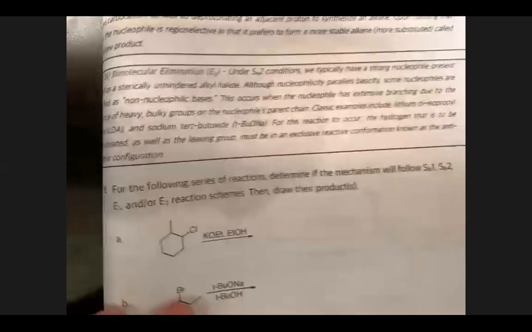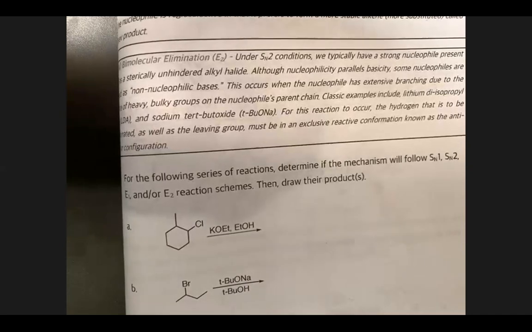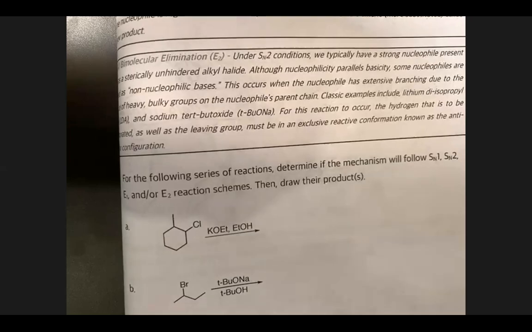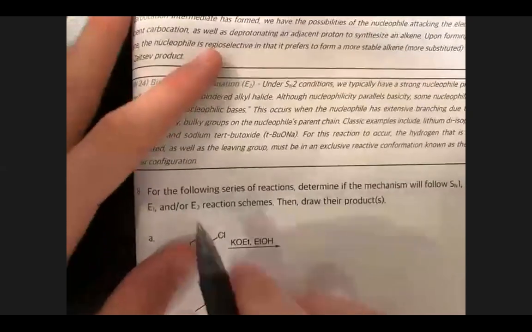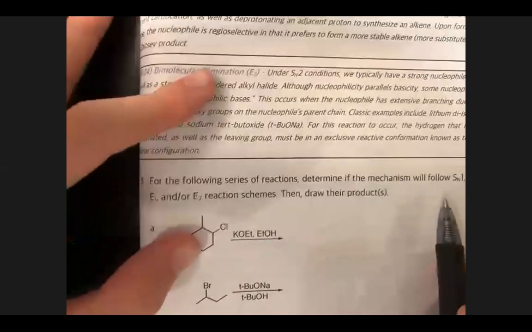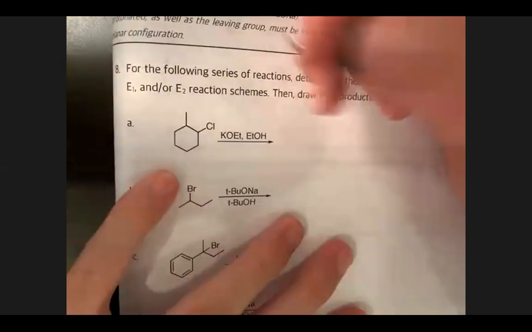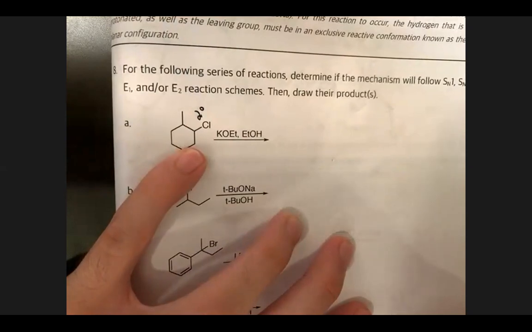So real quick, let's just do a few of these elimination ones. So E1 or E2 essentially. Actually, this now wants us to do everything. So for the following reactions, determine if the mechanism is Sn1, Sn2, E1, and/or E2, and then draw all the products. Okay, so that's easy. Here, I see secondary. And I also see.